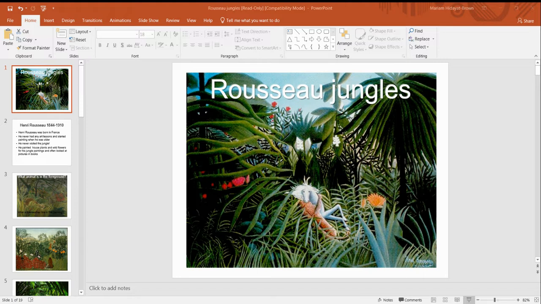So there is a video at the top there. If you follow this link, I'll put that onto the assignment, and you can find out a little bit more about Henri Rousseau and this famous painting here called The Surprise.